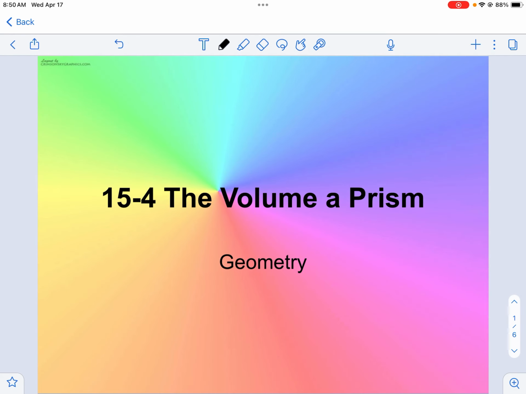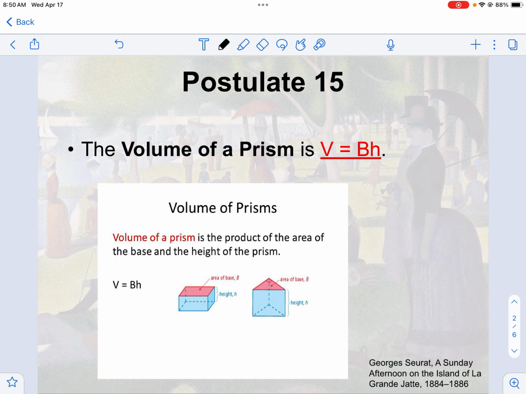All right, geometry. Here's your video on 15.4, volume of a prism. A prism, as we've talked about previously, is a polyhedron, meaning it's a many-planed 3D shape that has two parallel bases. They're in parallel planes, and then a bunch of rectangular sides. So let's go ahead and get started.